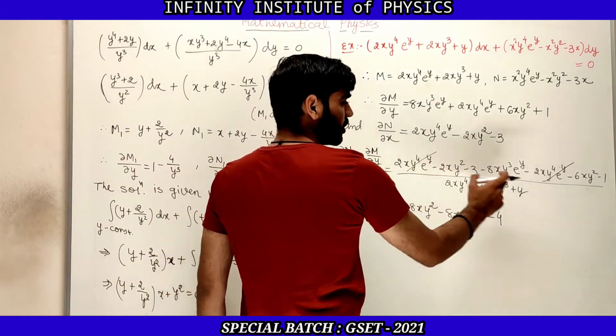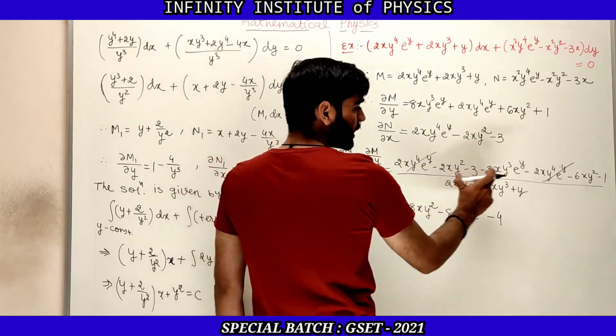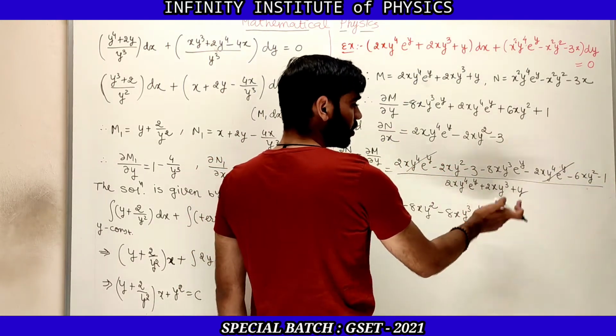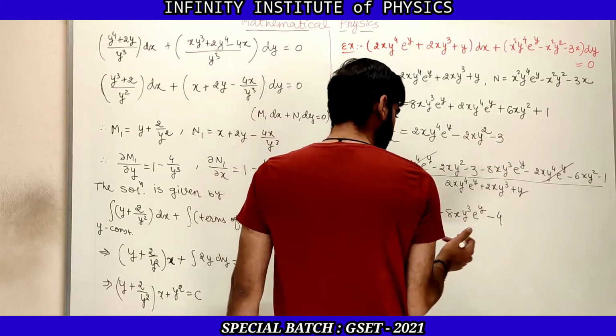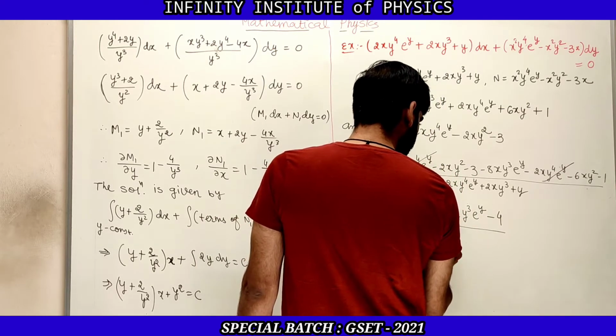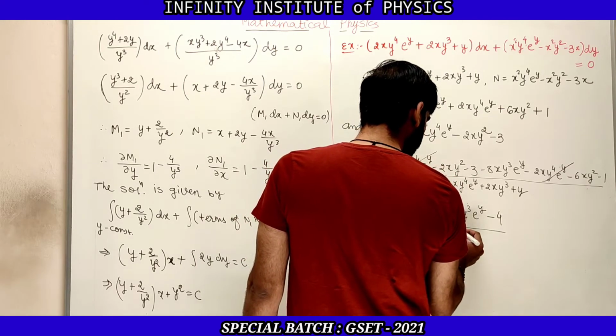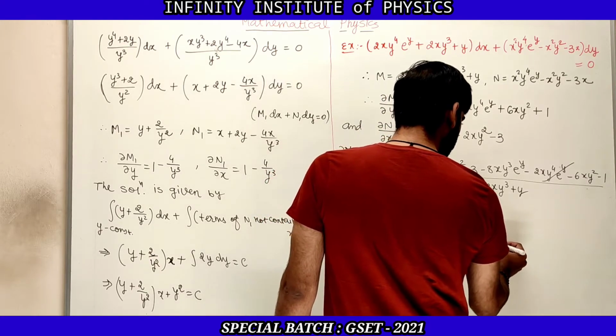Minus 2xy² minus 6xy², so it is minus 8xy², minus 3 minus 1, so it is minus 4, and minus 8xy³ e^y, all upon 2xy⁴ e^y plus 2xy³ plus y.